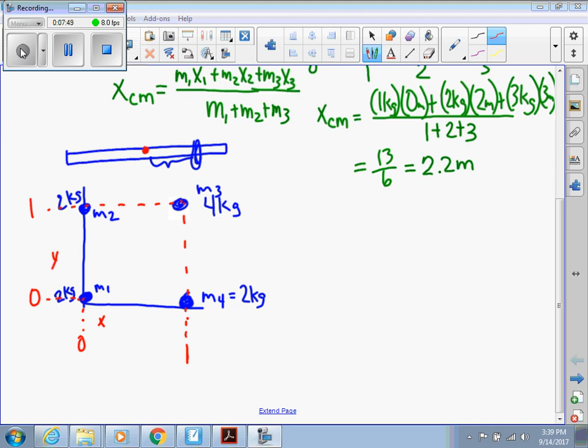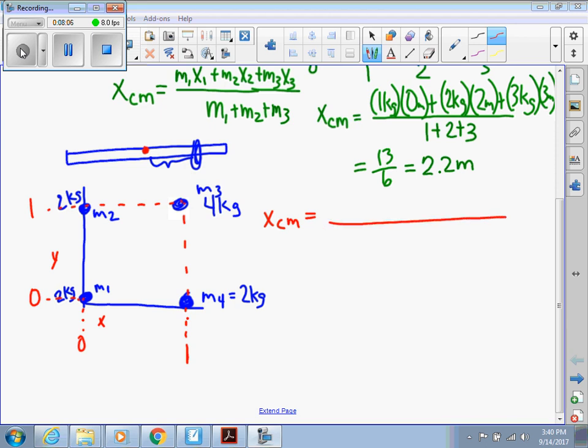And so we would have to find the center of mass of the horizontal component, and then we want to find the center of mass of the y component. So let's start with the horizontal component, the x component. We would do those separately.